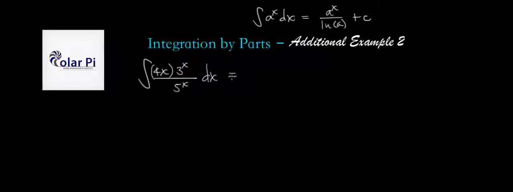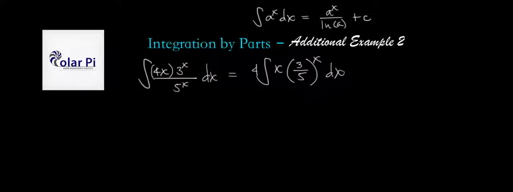So let's take this 4 and write it in front of the integral, and that way we'll have a slightly less cumbersome expression inside the integral. Taking the 4 out, we can write the integral of x, and then these guys have the same exponent, so we can write them together as 3 over 5 to the x power, and then of course dx.